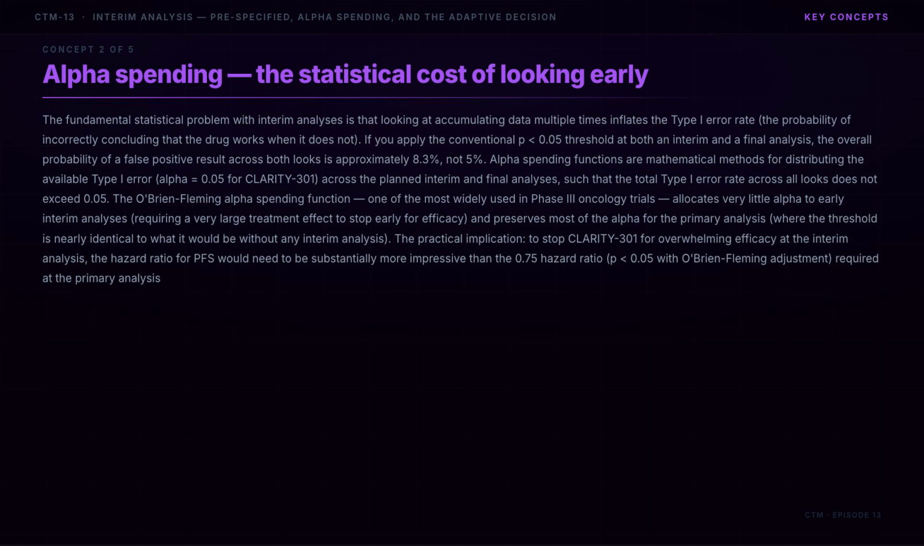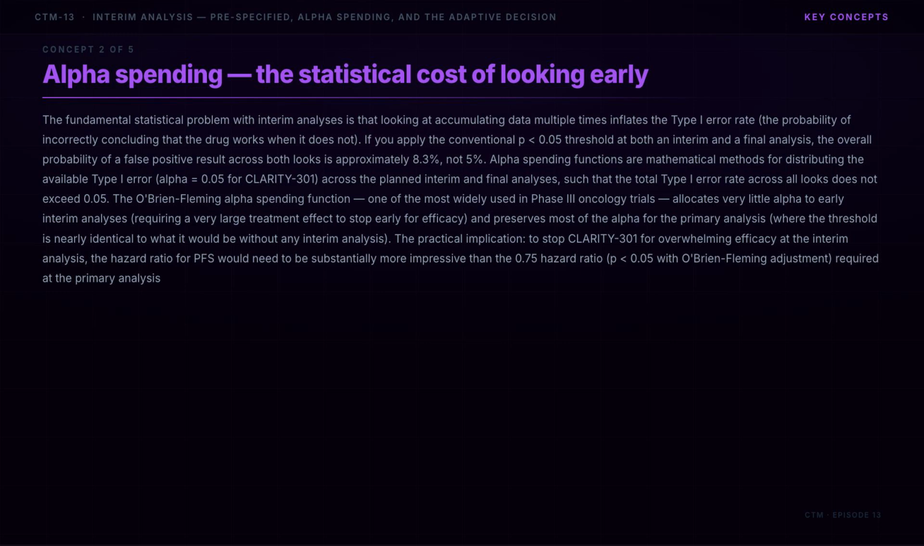Alpha spending functions are mathematical methods for distributing the available type 1 error, alpha equals 0.05 for Clarity 301, across the planned interim and final analyses, such that the total type 1 error rate across all looks does not exceed 0.05. The O'Brien-Fleming alpha spending function, one of the most widely used in Phase 3 oncology trials, allocates very little alpha to early interim analyses, requiring a very large treatment effect to stop early for efficacy, and preserves most of the alpha for the primary analysis, where the threshold is nearly identical to what it would be without any interim analysis.